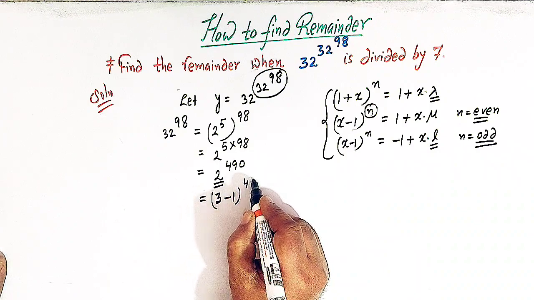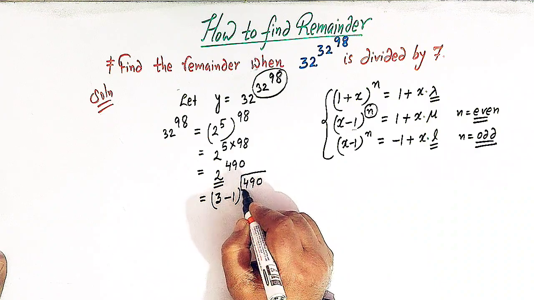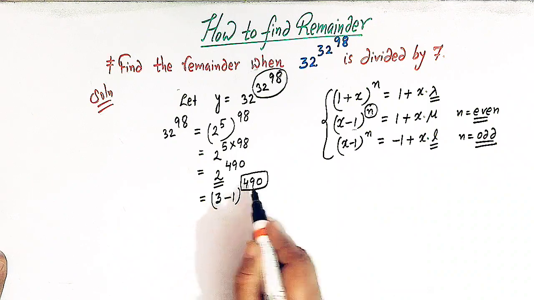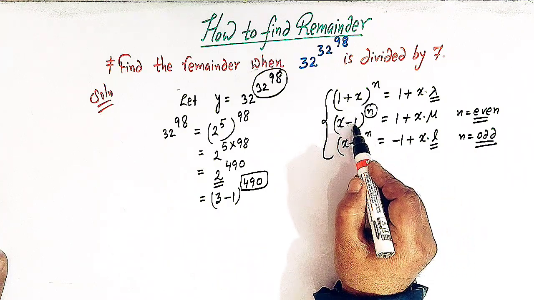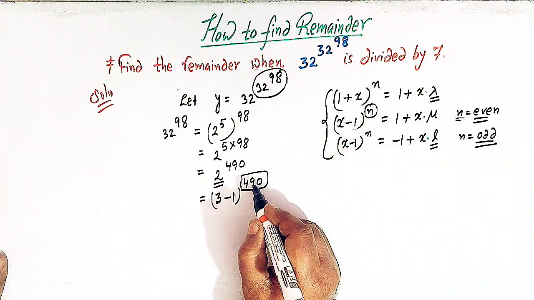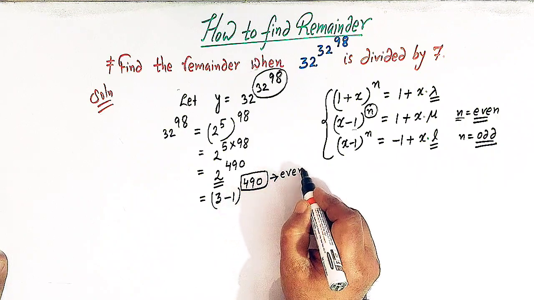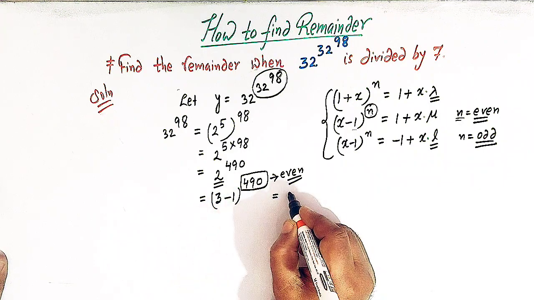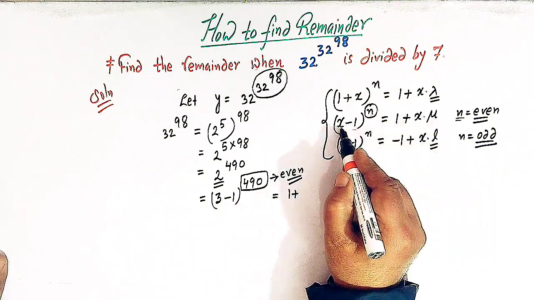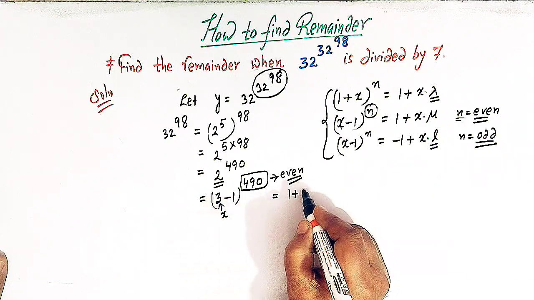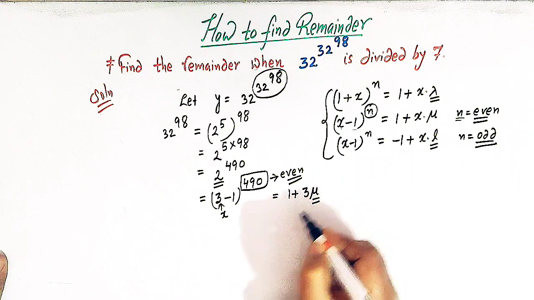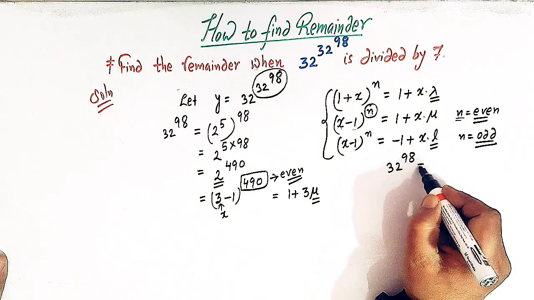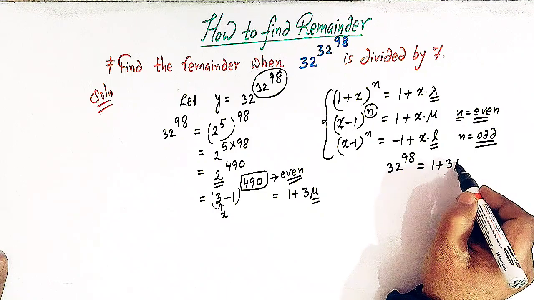And here we have the exponent 490. Now this is a positive integer, and we have (3 - 1) raised to 490. So we can now apply this rule, because here n is even, and 490 is an even positive integer. So (3 - 1) raised to 490 can be written as 1 + x times mu, and x is 3. So we can now write 1 + 3 times mu, where mu is some positive integer. So 32 raised to 98 is equal to 1 + 3 times mu.